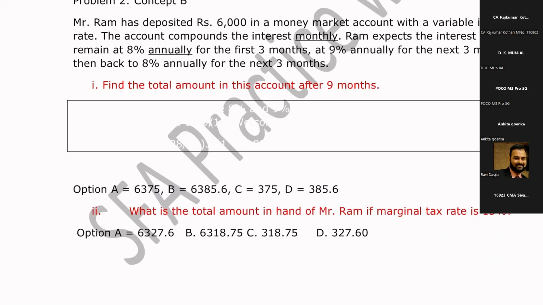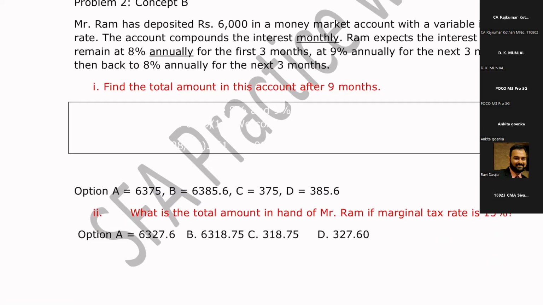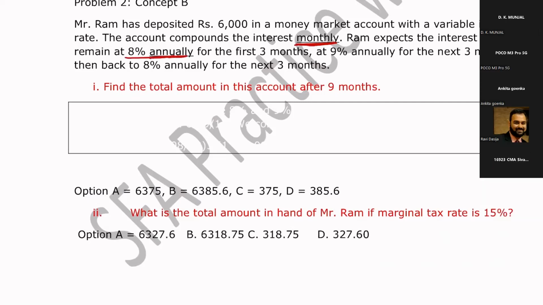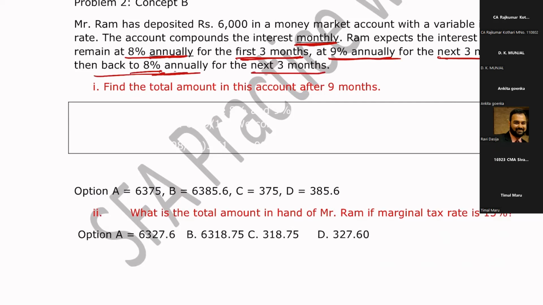Yeah, just see the question in the chat box. Mr. Ram has deposited rupees 6,000 in a money market account with a variable interest rate. The account compounds the interest monthly. So see, this is the monthly compounding. Again, the same as question 7, which we have done. Interest is compounded monthly. Ram expects the interest rate to remain at 8% annually. So interest rate is given 8% per annum for the first 3 months, 9% per annum for the next 3 months, and back to 8% per annum for the next 3 months. What is the answer?